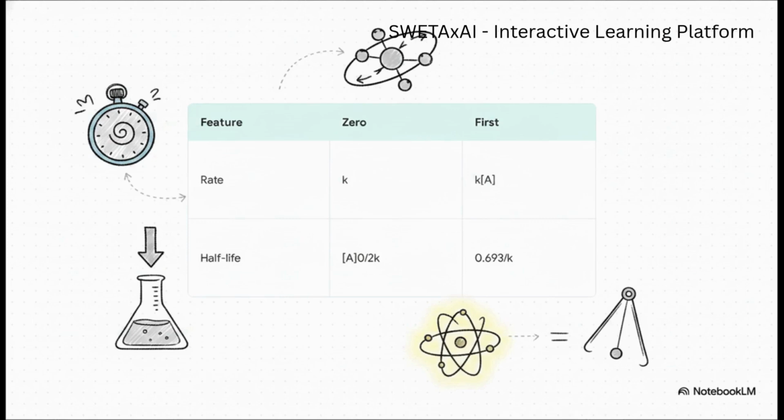Now contrast that with a first-order reaction. It's the exact opposite. The rate depends on the concentration, but its half-life, which is 0.693 divided by K, is completely independent of its initial concentration. This is exactly why things like radioactive decay, which follow first-order kinetics, have a constant half-life regardless of how much material you actually start with. You definitely want to take a second to really lock these relationships into your memory.